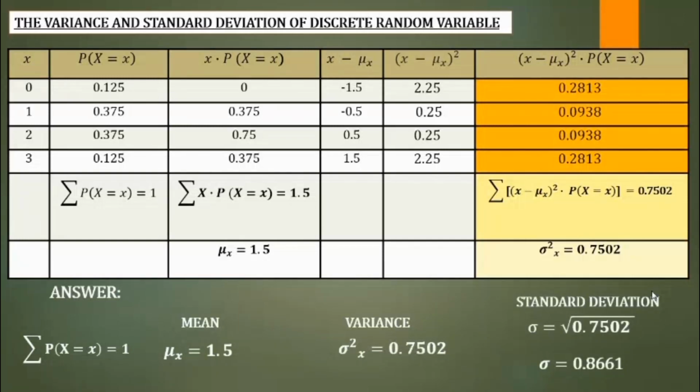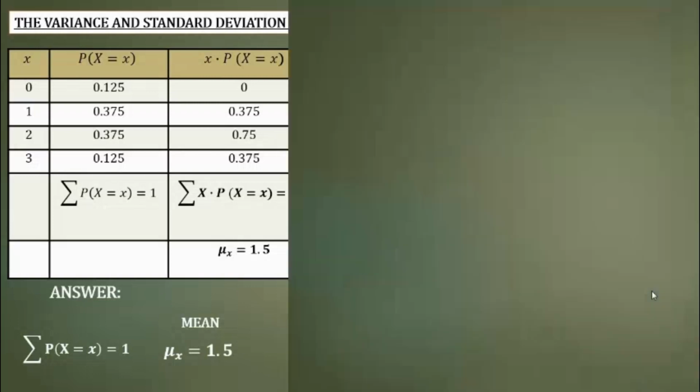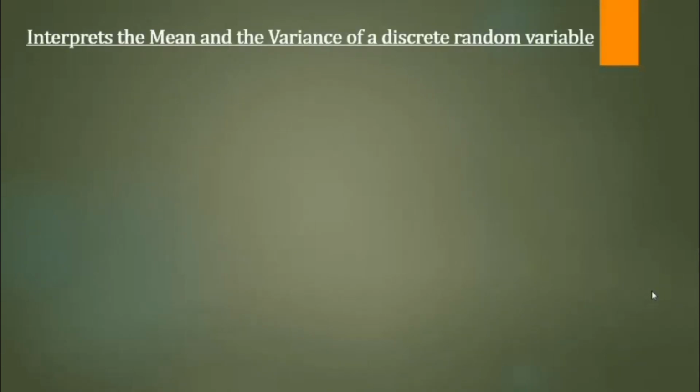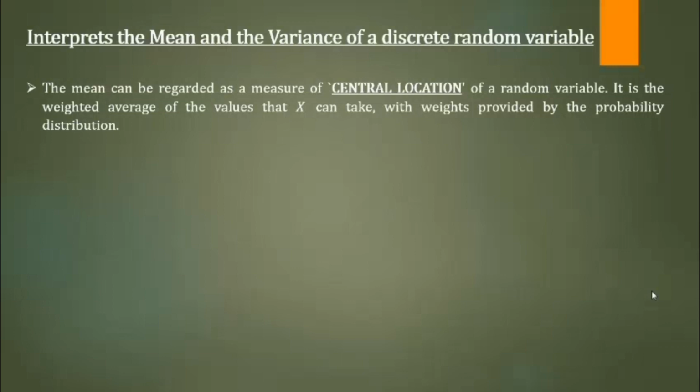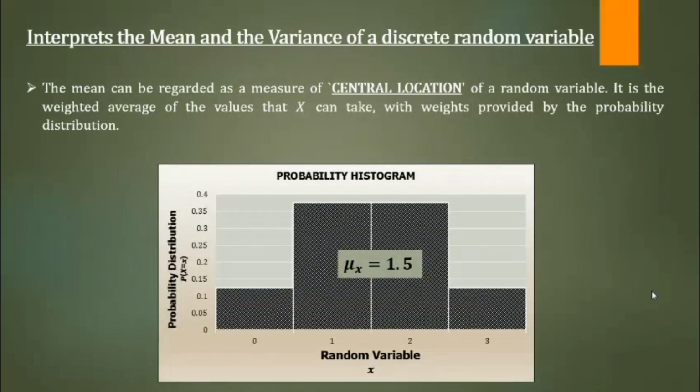In terms of interpreting the mean and the variance of a discrete random variable, let's have first the mean. The mean can be regarded as a measure of central location of a random variable. It is the weighted average of the values that x can take, with weights provided by the probability distribution. Based on this histogram, our computed mean is equal to 1.5, so this is where you will be locating the mean. It is the central location, so you will be seeing your mean here, at 1.5.